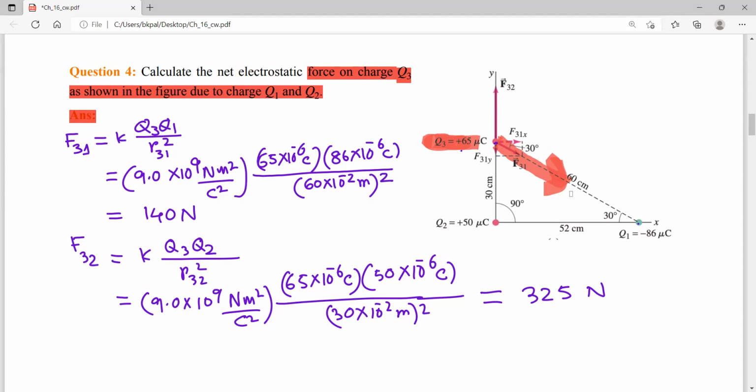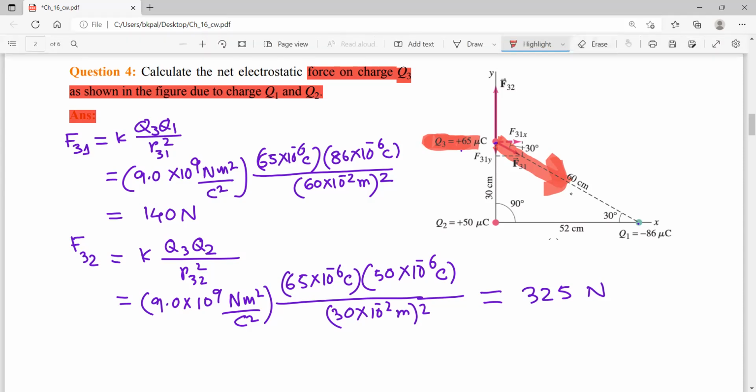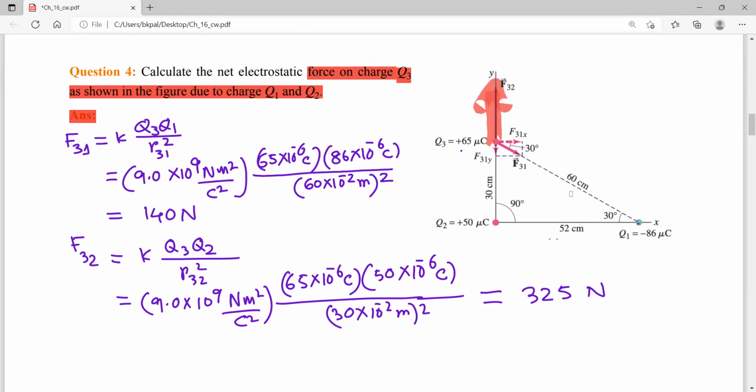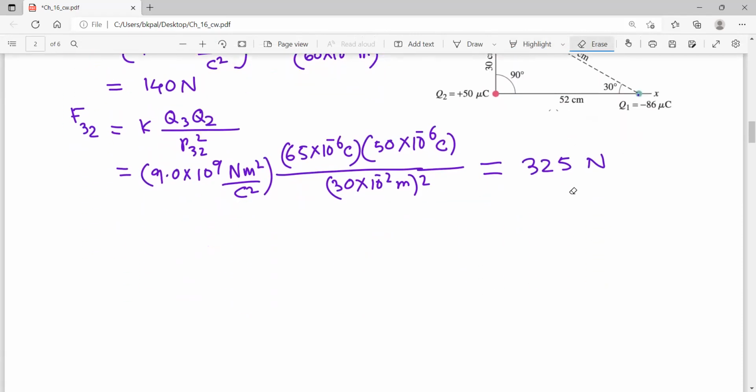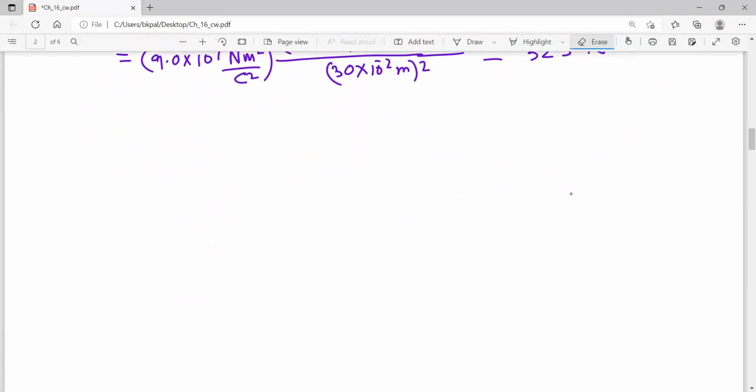All right, so this is one force, F31. And then Q3 and Q2 both are positive, right? Positive charges repel each other, so the direction for this one will be this. F32 will be upward, because it is repelled by Q2. So if I just draw the forces, it will be something like this.